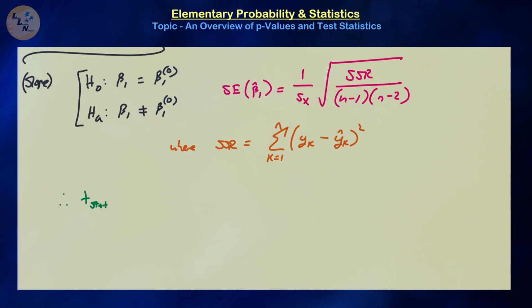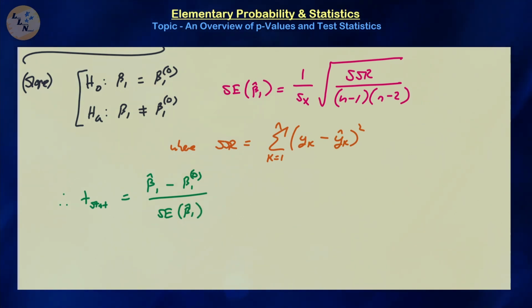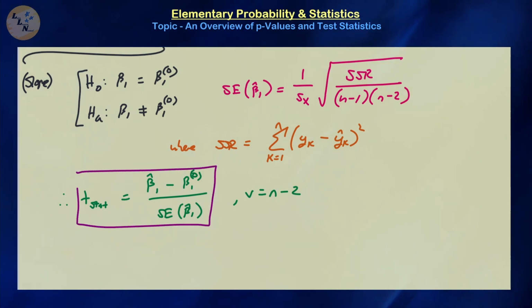So our t-test statistic for the slope of our linear regression line is going to be equal to our point estimate minus the claim value of our slope divided by the standard error of our point estimate. And again, the degrees of freedom is going to be n minus 1, which is n minus 2.